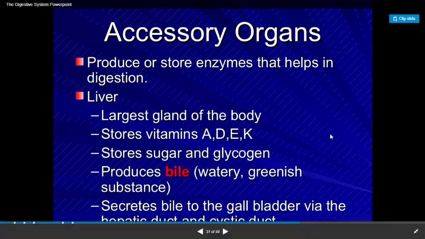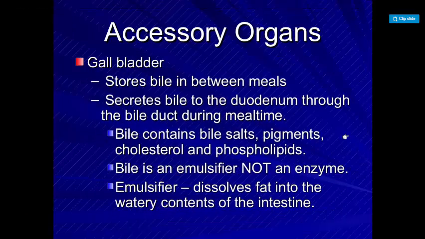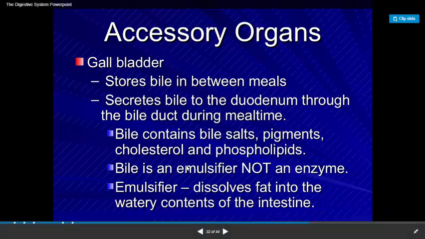It secretes the bile. Okay, so on the surface of the liver, there is a bag which is called the gallbladder, which stores the bile. So the bile is secreted by the liver and stored in the gallbladder. What's its function? It stores the bile. This is the gallbladder. What does the bile do? It contains bile salts, pigments, cholesterol and phospholipids.